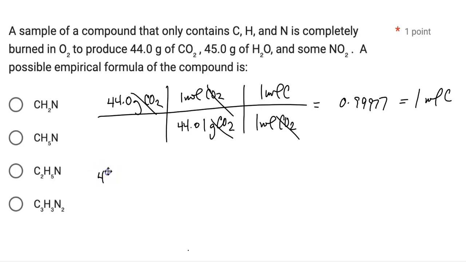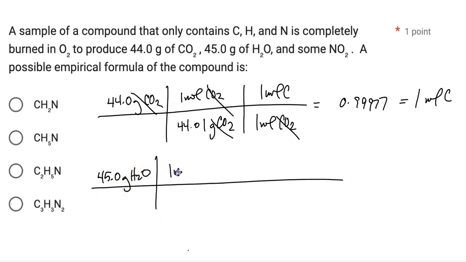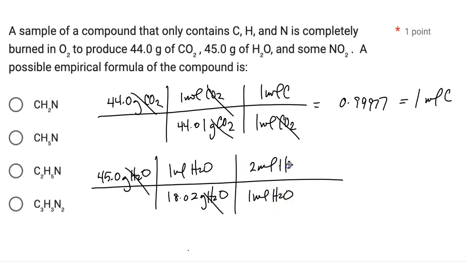Okay, so I had 45 grams of water. Well, I know for every mole of water, it weighs 18.02 grams. Grams of water cancel. But I don't want moles of water, I want moles of hydrogen. Well, in looking at the formula, for every 1 mole of water, it contains 2 moles of hydrogen. So moles of water go away. 45 times 2 divided by 18.02, and you get 4.9944, which is essentially 5 moles of hydrogen.